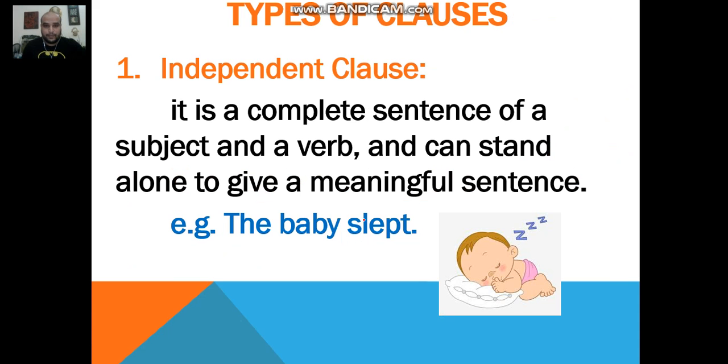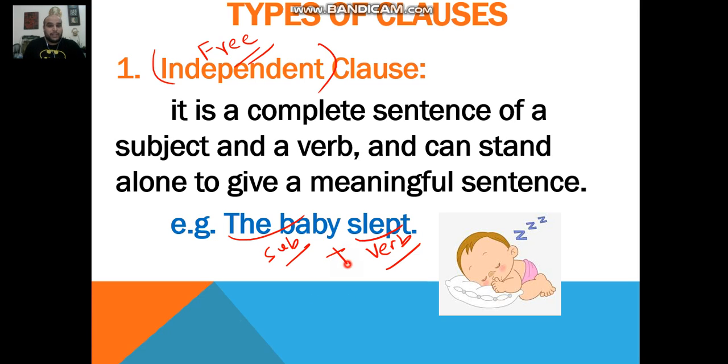Let's carry on. Types of clauses. The independent clause, the free one. I repeat, she's free. When I read the sentence, I'm going to find the subject and the verb, and I'm going to understand the sentence. So, the baby is the subject. Slept is the verb. I have a subject and a verb, so this is a clause. I have to decide whether it is a dependent clause or an independent clause. It has a meaning, it's meaningful, so it's an independent clause.